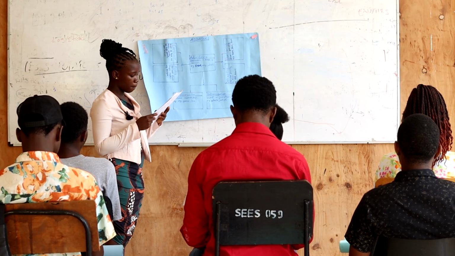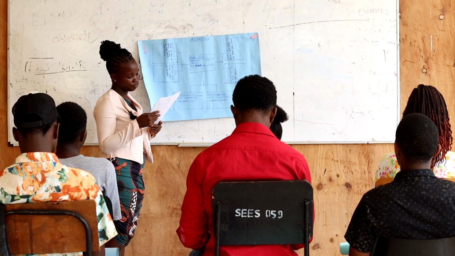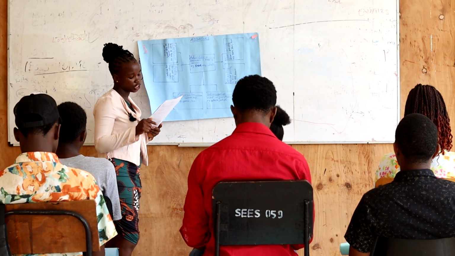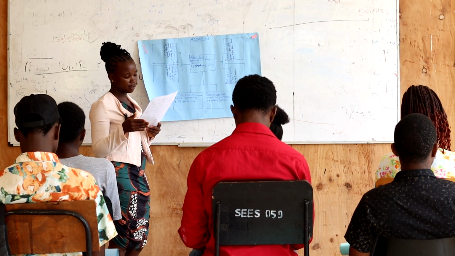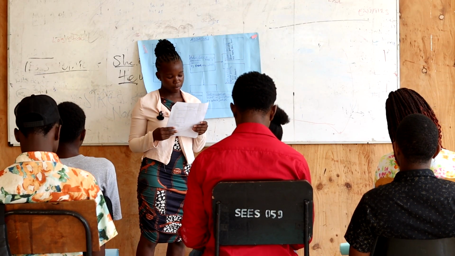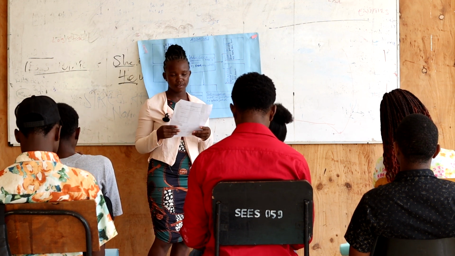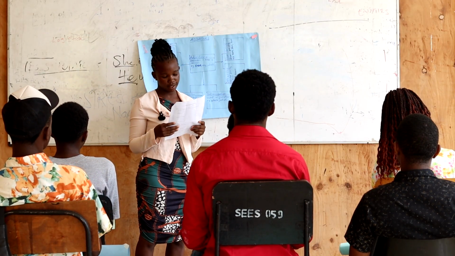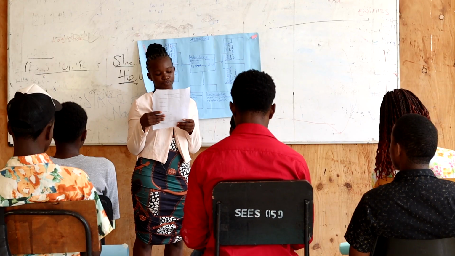Then degrees of comparison. We have positive, that is, she is tall. Then we have comparative, she is taller than her sisters. Then we have superlative. When we talk about degrees of comparison, we talk about the positive, comparative, and superlative. That is tall, taller, tallest, or big, bigger, biggest. When we use taller, I say taller than.